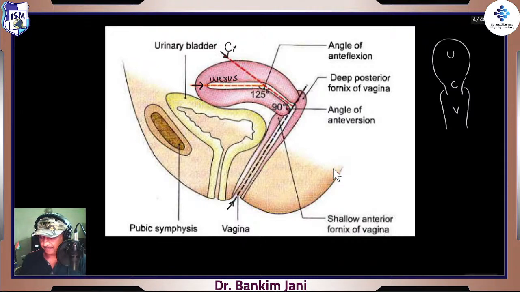So how is it done? Theoretically, we say that anteflexion is the angle formed between the long axis of uterus and the long axis of cervix. So we are talking about this angle, which is usually 120 to 125 degrees. So this tells that yes, the uterus is tilted in the forward direction, correct? This is anterior, that's the pubic symphysis, and that's the bladder. So the uterus is on the bladder, and that's how it is situated.